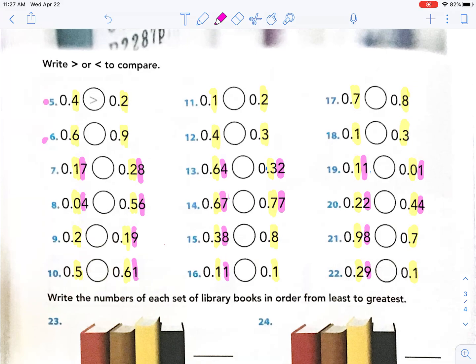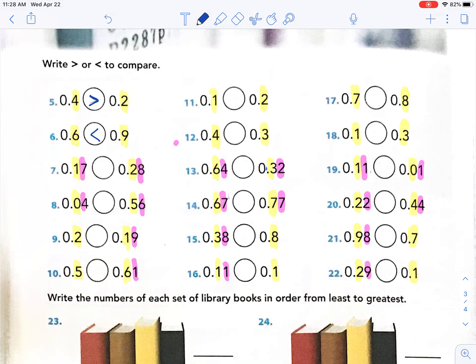Even though these are numbered 5, 6, 7, 8, we're going to go across. We're going to do 5, 6, 11, 12, 17, 18. Okay? Because those only have tenths. They'll be the easiest ones to do. Okay, so we're just comparing tenths. Think about just dimes. If you only had dimes, what would be more? 4 dimes or 2 dimes? Obviously 4. Okay, so 4 tenths is greater than 2 tenths. Okay, well, let's look at number 6. What's more, 6 dimes or 9 dimes? Obviously 9. 6 tenths is less than 9 tenths.